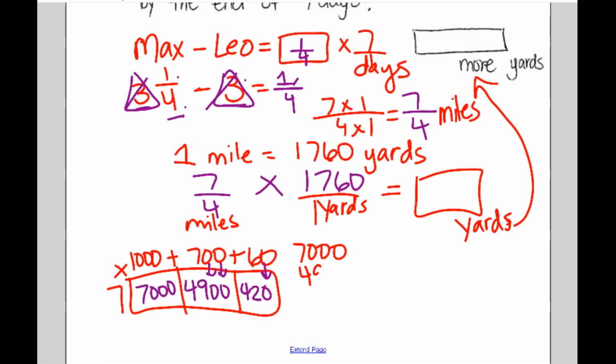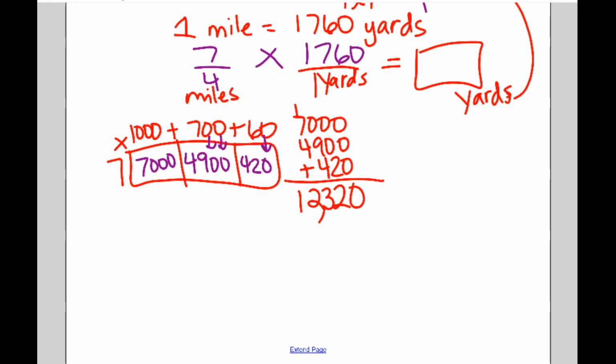7,000, 4,900, 420. What do I get? Regroup. That is 12. So now I'm working with 12,320. But are we done? No, because we still have to divide by the 4. Let's get a house going because we have to simplify. So right now this is telling us 12,320 on top over 4. So now we have to simplify it to get the final answer in yards.